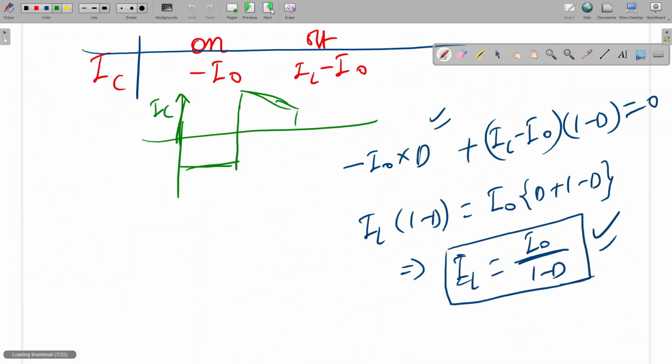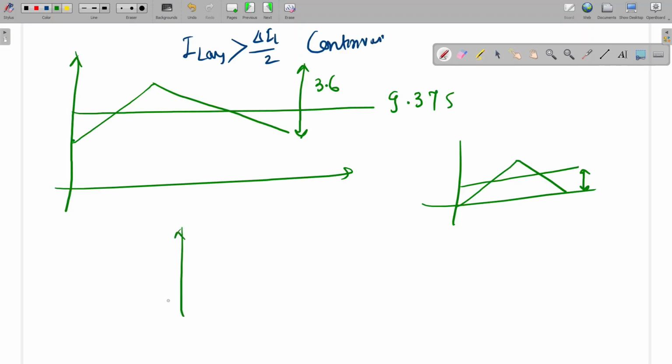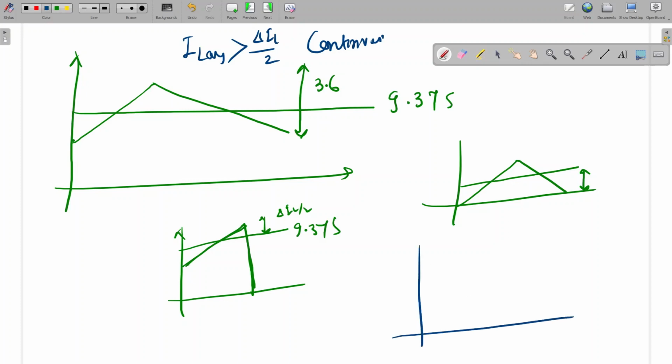I'm going to give some hint on what the waveform shape will be. The source current will be like this. What will be the peak value? It is 9.375 plus delta IL by 2. Here minus delta IL by 2. What is delta IL by 2? It is 1.8. So the final source current waveform will be like this. 9.375 plus 1.8, how much?